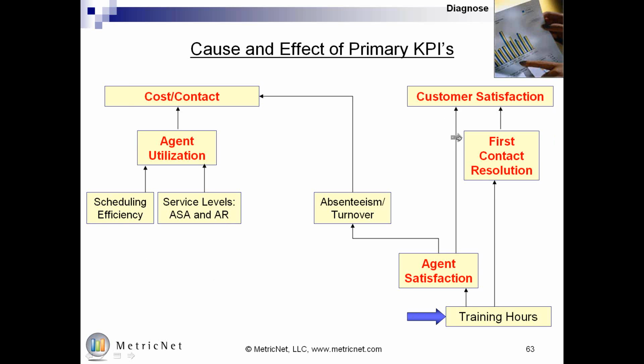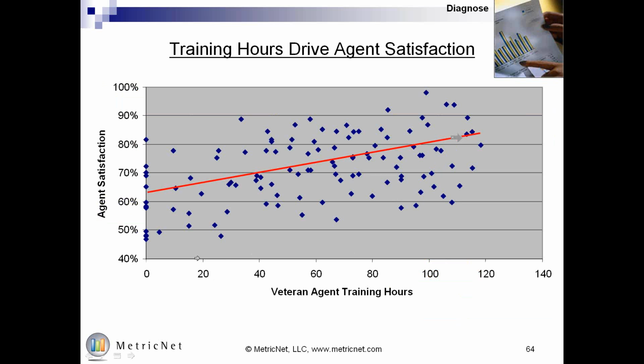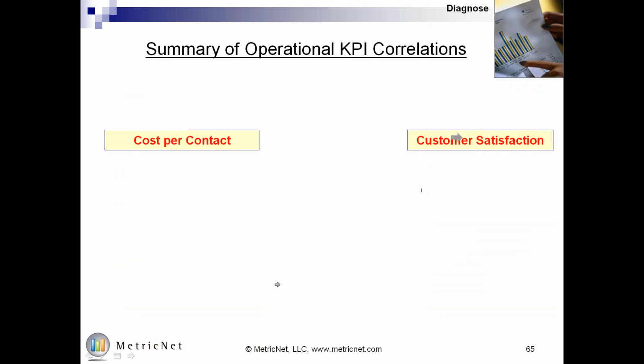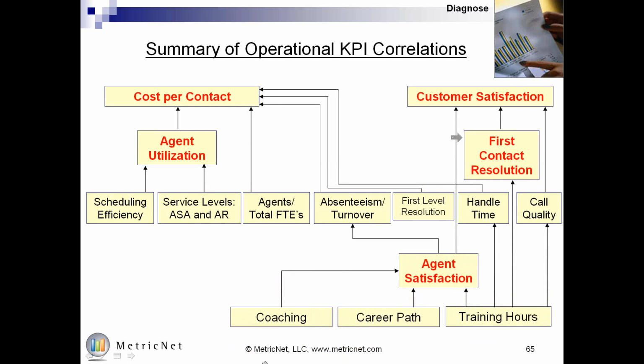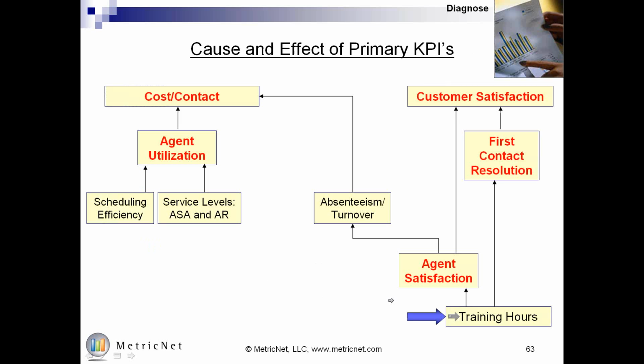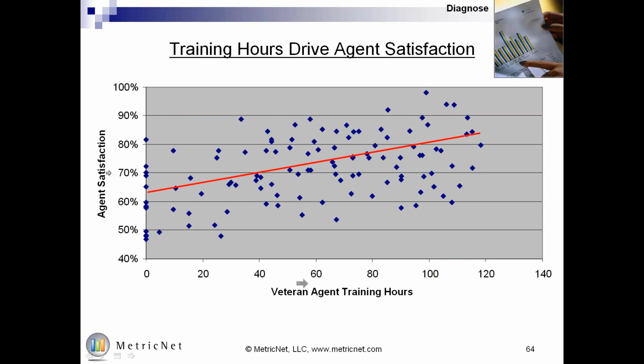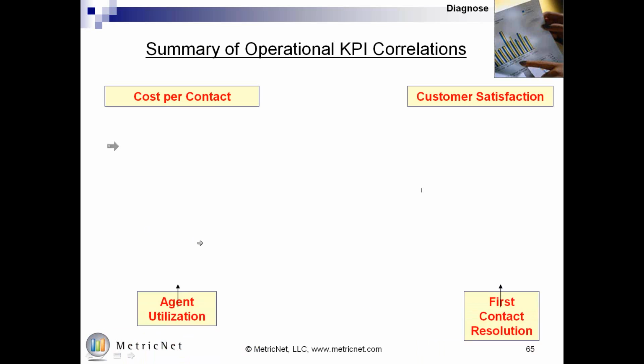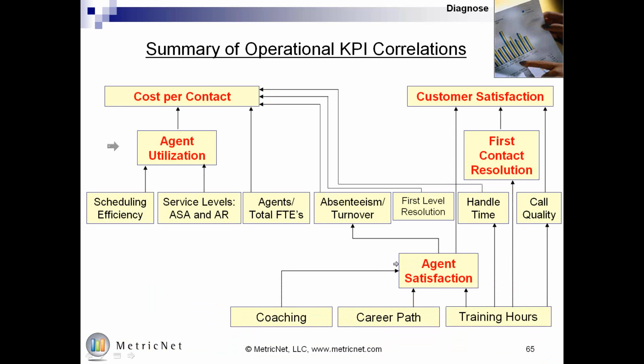Now let's look at training hours and the impact on agent job satisfaction. In fact, there are really 3 big drivers of agent job satisfaction, and those drivers are coaching, that is the amount and effectiveness of coaching, the existence of a formal career path, and training hours. So when we look at veteran agent training hours versus agent job satisfaction, agents respond positively to training hours. The more training they get, the more effective they become, and the higher the agent job satisfaction is. So this metric is controllable with the right amount and effective coaching.